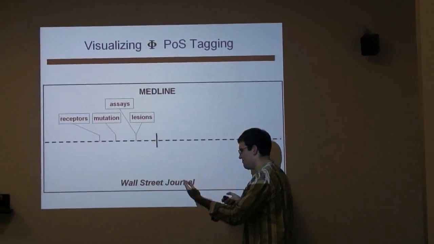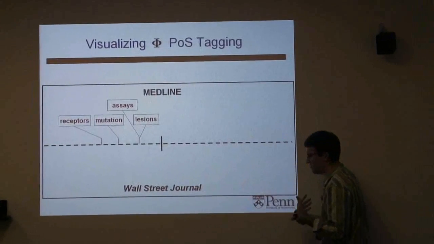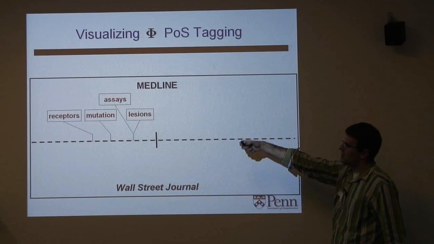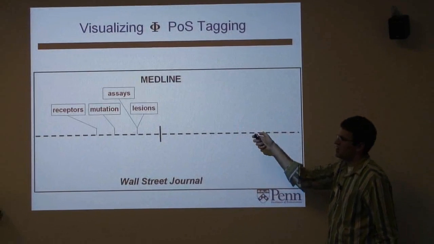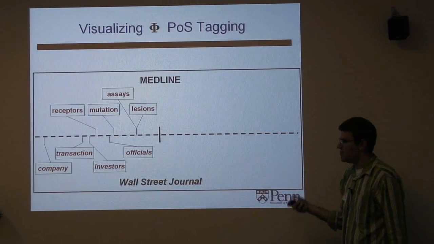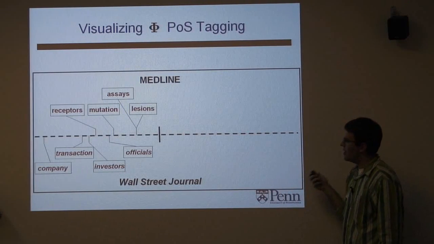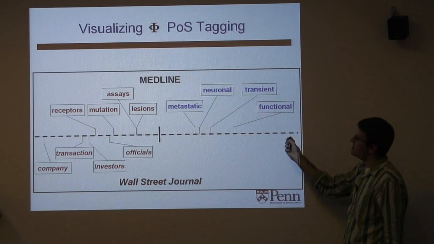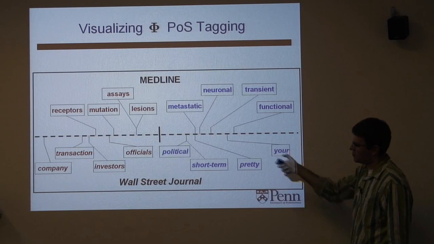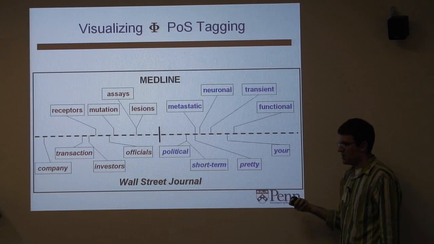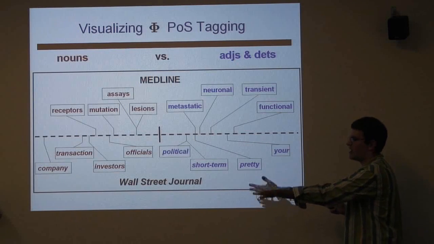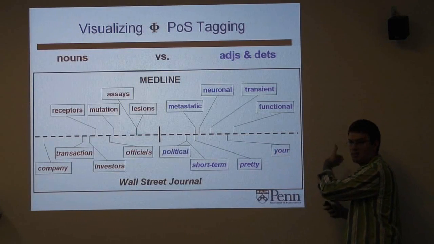Okay. So now the same visualization of the projection onto a single dimension from phi. Only in Medline you get words like receptors, mutation, assays, and lesions under this projection. Only in Wall Street Journal, company, transaction, officials. Only in Medline that are positive, metastatic, neuronal, transient, and functional, versus political, short-term, pretty. So what is this projection doing for us? Well, it's separating nouns on the negative side from adjectives and determiners on the positive side.